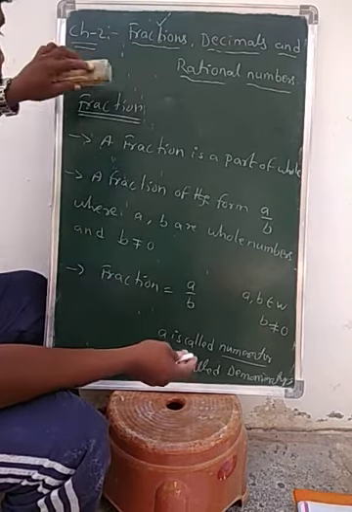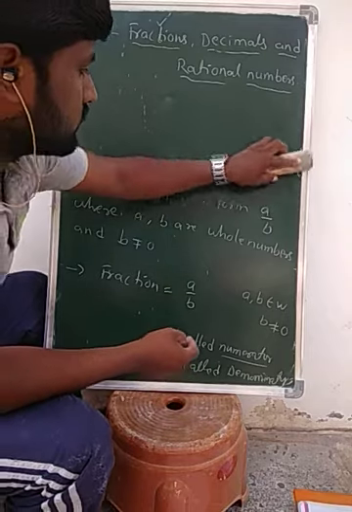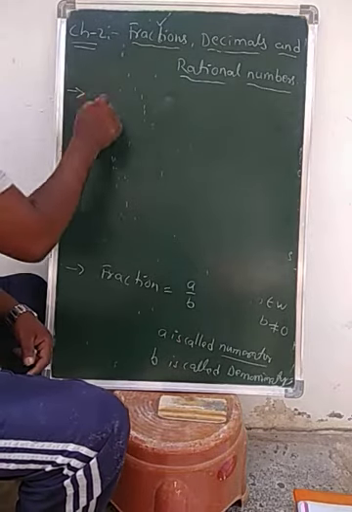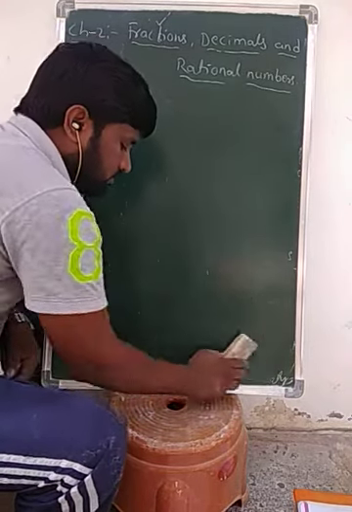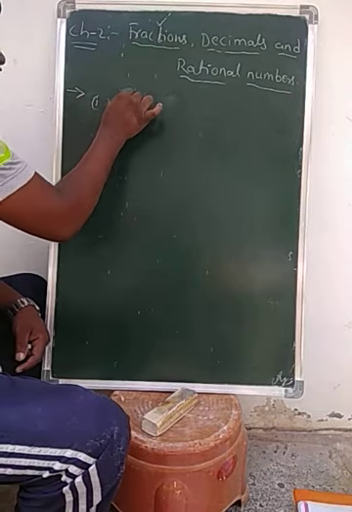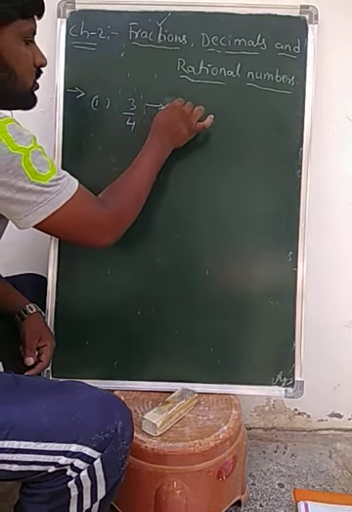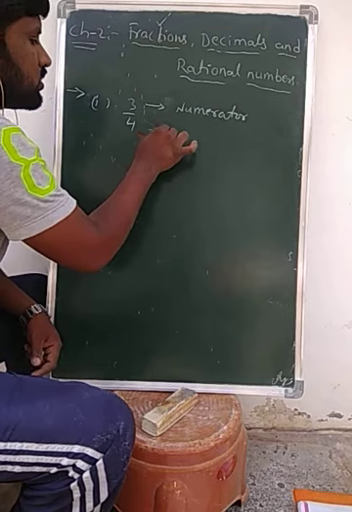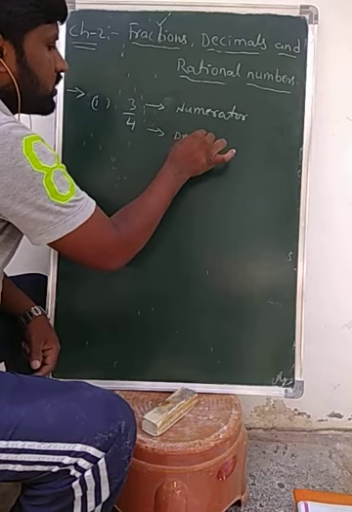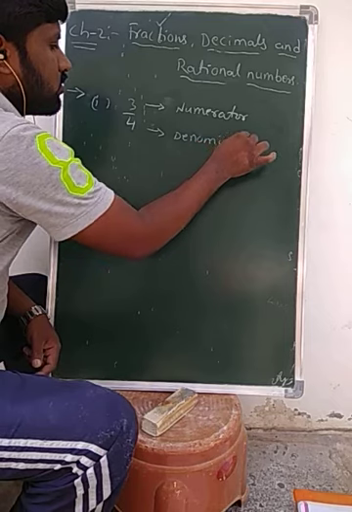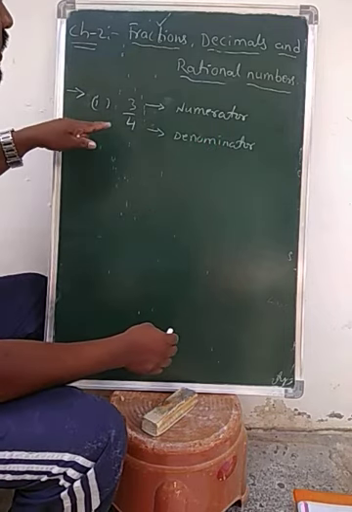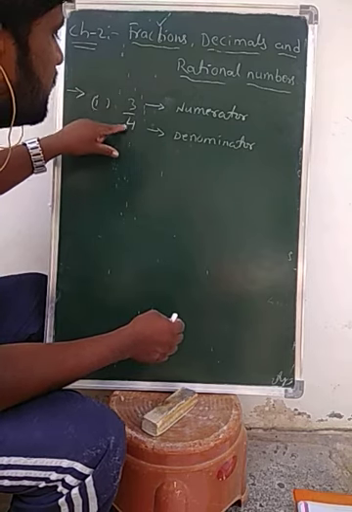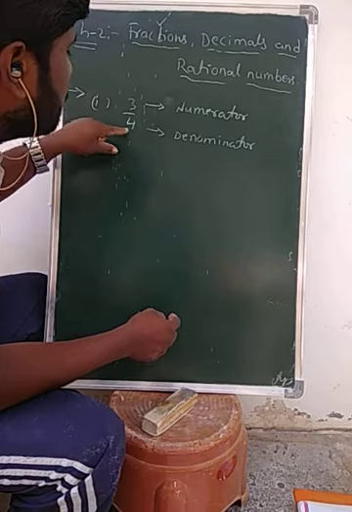So let us write some examples here. I am writing examples of a fraction. 3 by 4. Here 3 is called the numerator, and 4 is called the denominator. Because clearly b is not equal to 0. 3 and 4, these two numbers are whole numbers, and in the place of b it should not be equal to 0.